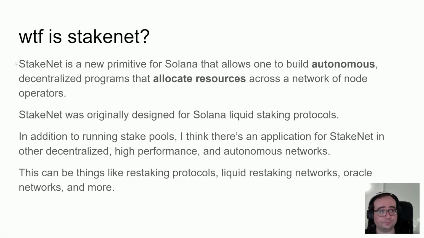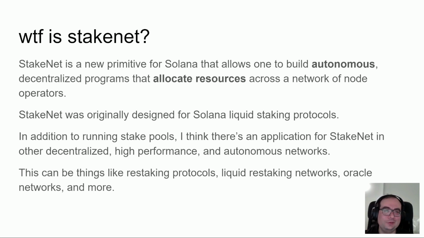So the blog post starts with a generic definition of Stakenet, and I'm really just reporting the definition. Stakenet is a new primitive for Solana that allows one to build autonomous, decentralized programs that allocate resources across a network of node operators. So, what is Stakenet?